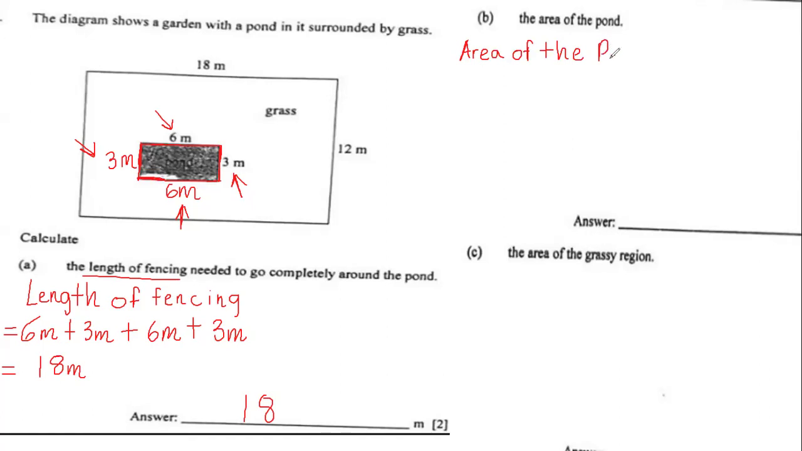So if we're trying to find the area of this pond, what are we going to do? Times the length and the width. All right. So the area of the pond is going to be the length of the pond multiplied by its width. So length times width.